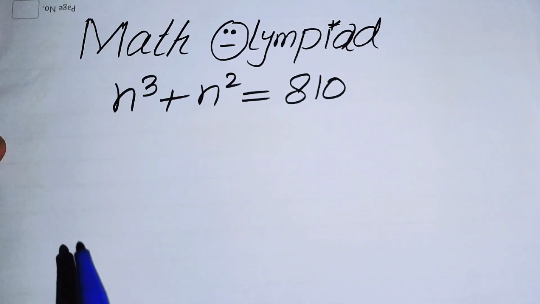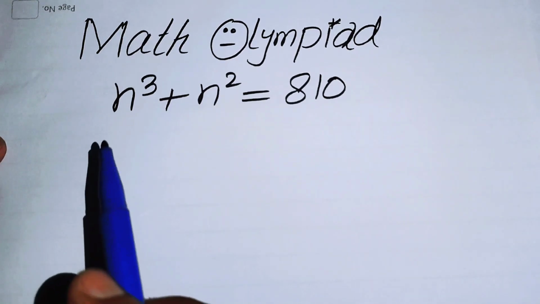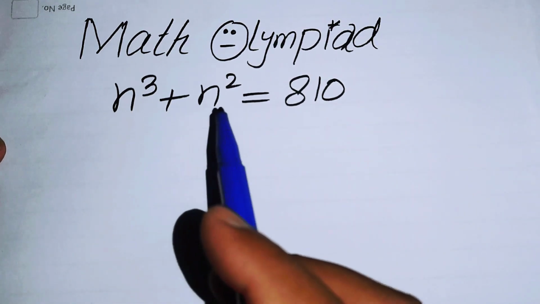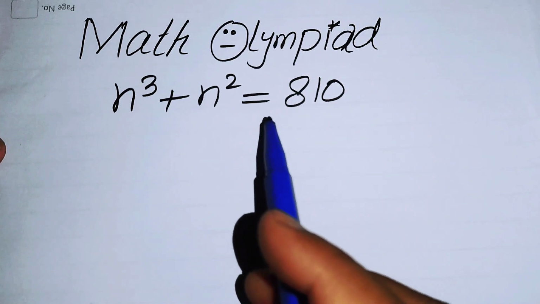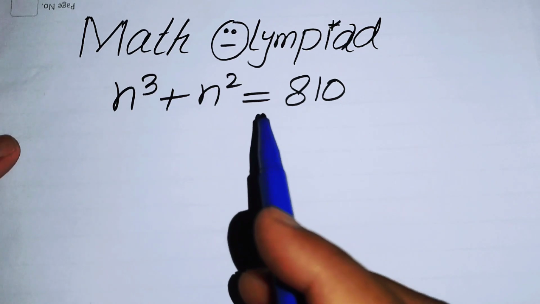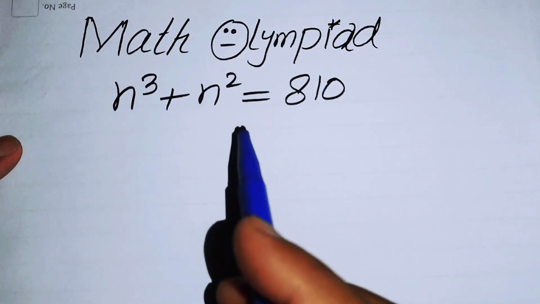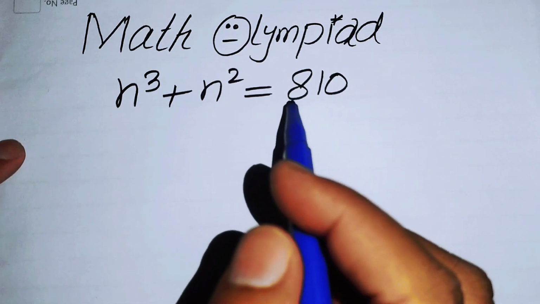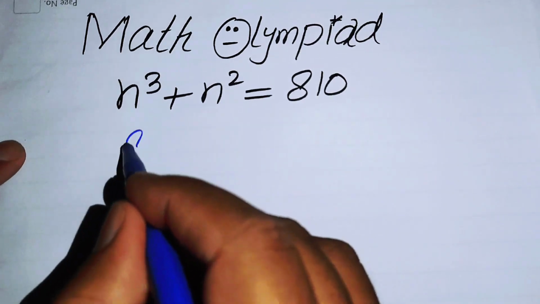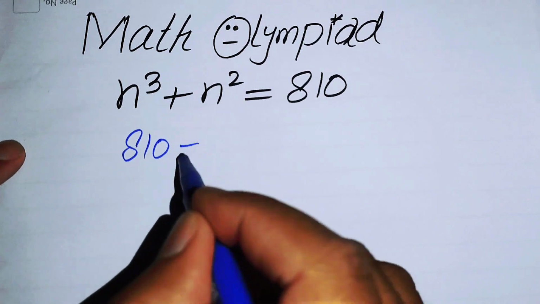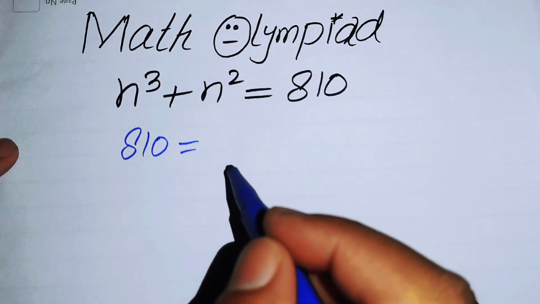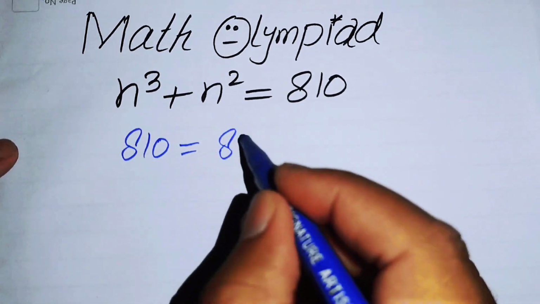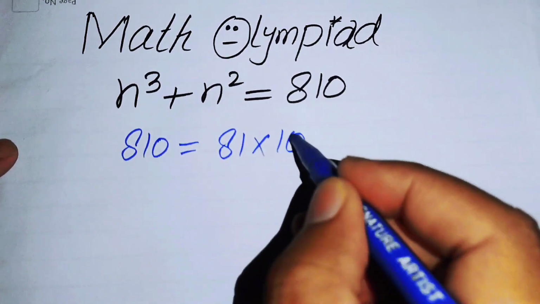In this video we are going to solve this nice algebra problem. Here we have n cubed plus n squared is equal to 810, and we will solve this problem for the values of n. So the very first thing we are going to do is focus on the right hand side, where you have 810, and I can write this 810 as 81 times 10.